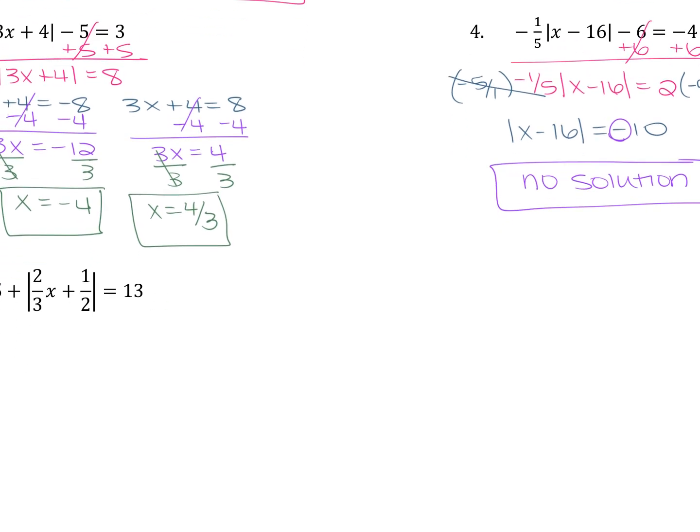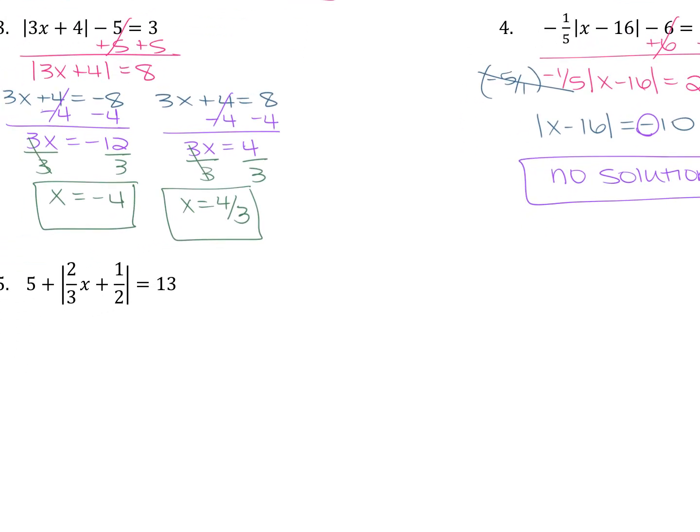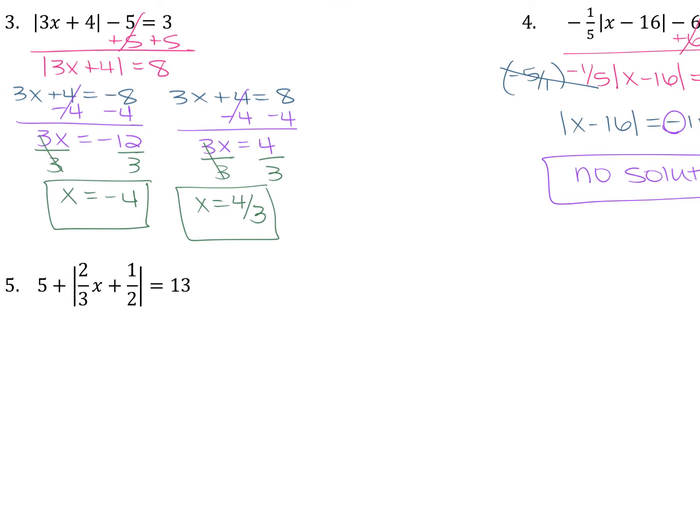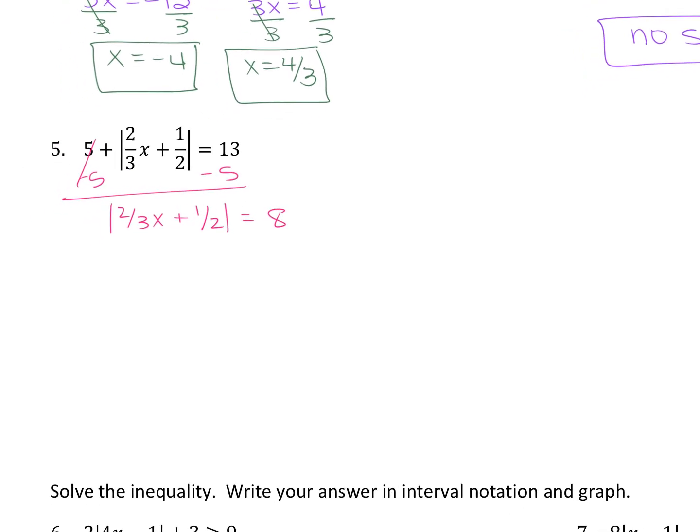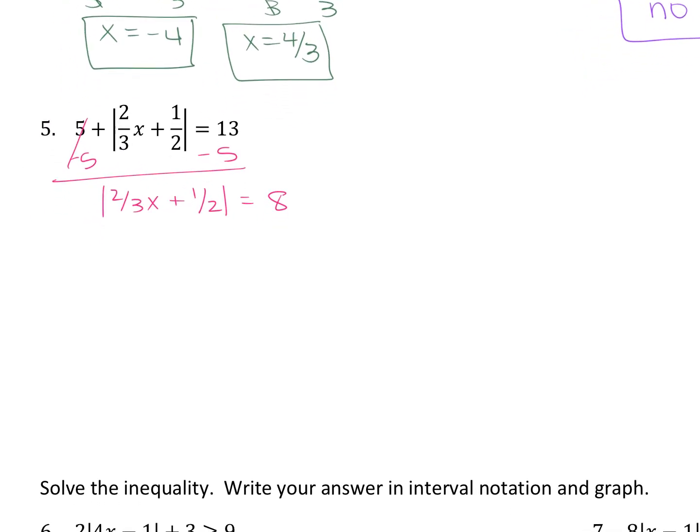For number 5, you have 5 plus the absolute value of 2/3 x plus 1/2 is equal to 13. For this one, I'm going to start by subtracting my 5 over. So it's going to give me the absolute value of 2/3 x plus 1/2 is equal to 8. Our absolute value is isolated. It's equal to a positive number. So I'm going to separate this into two equations.